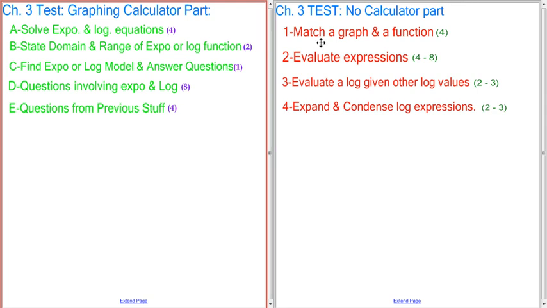Now, with each part, these numbers along the side in parentheses, the 4 to 8, the 2 to 3, those are the approximate number of questions that will be on the test. As we go through these things, these bigger numbers and these letters are representing the problems that we do in this review. The no calculator part will be the first part of the test.